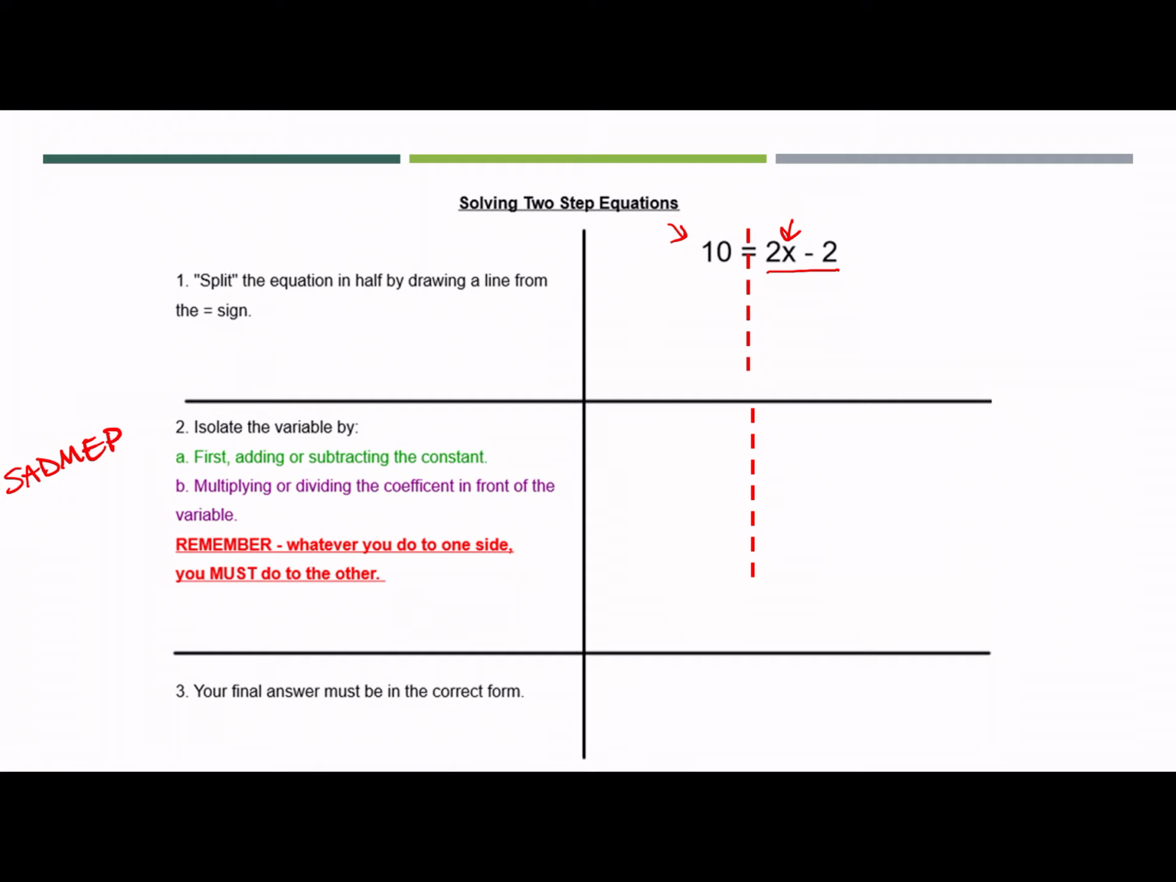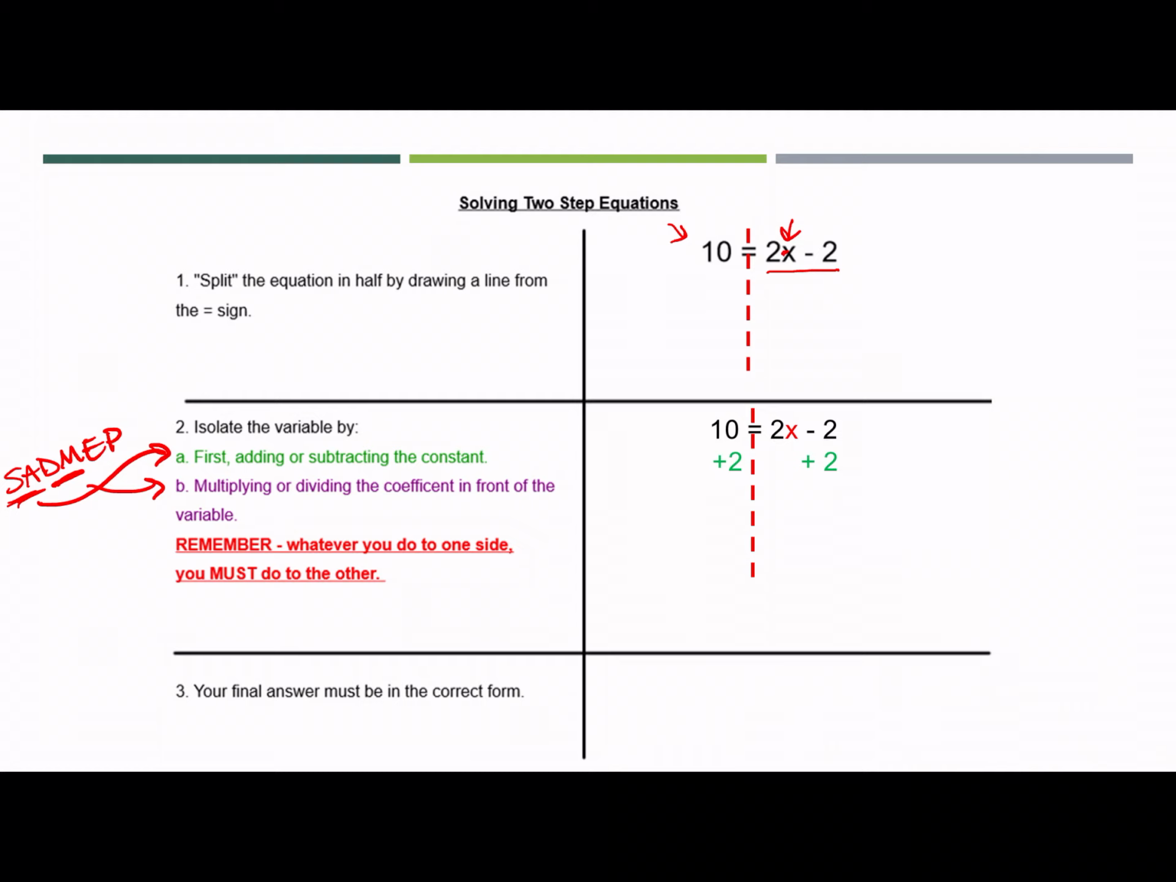So when we do PEMDAS backwards, we're subtracting or adding first, and then we're multiplying and dividing, right? You can see in purple we're going to multiply and divide, but first we're going to add or subtract, okay? So we're going to add the 2, because in the original problem, I have 2 times x minus 2. So I'm going to get rid of that minus 2 first. But again, I'm going to use inverse operations.